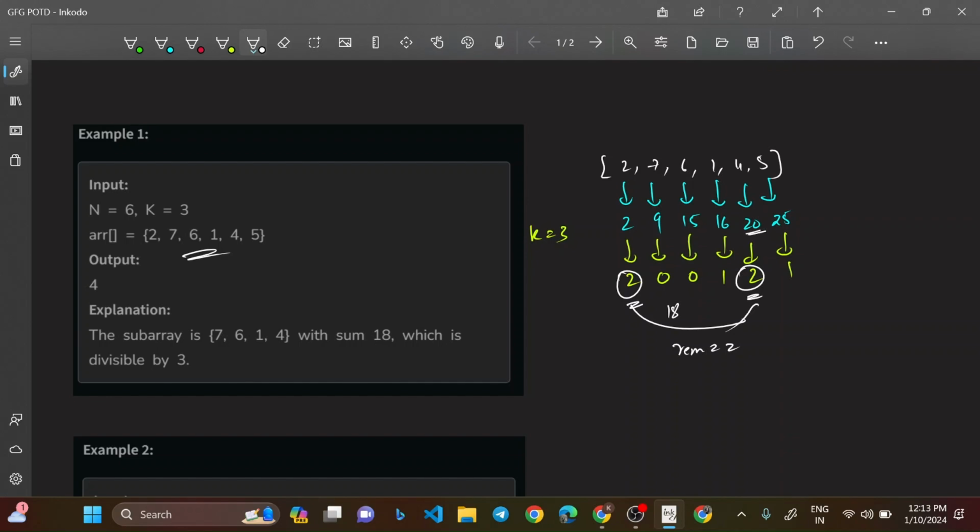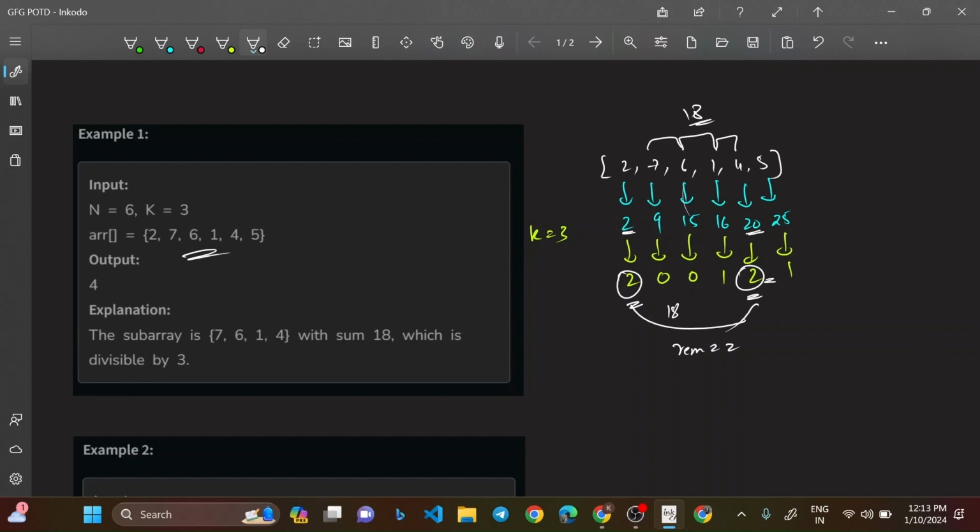Here it's 20, here it is 2. How much did you add? 18. So if you take the sum also, you'll get that same number. 7 plus 6 is 13, plus 1 is 14, plus 4 is 18. The exact number, isn't it? 18. It is divisible by 3. That is the reason you are getting the same remainder in both cases. I hope you have understood this small tiny concept.